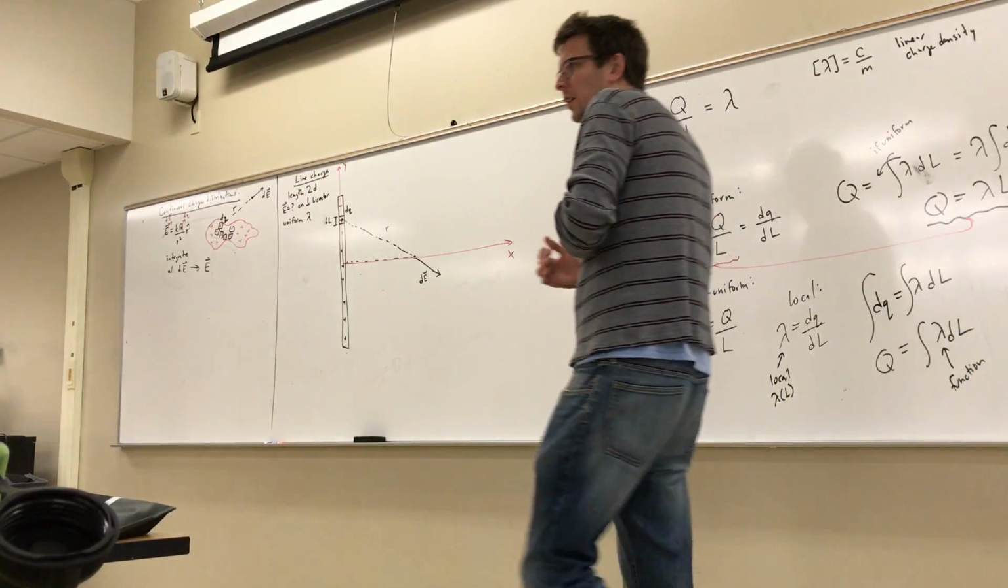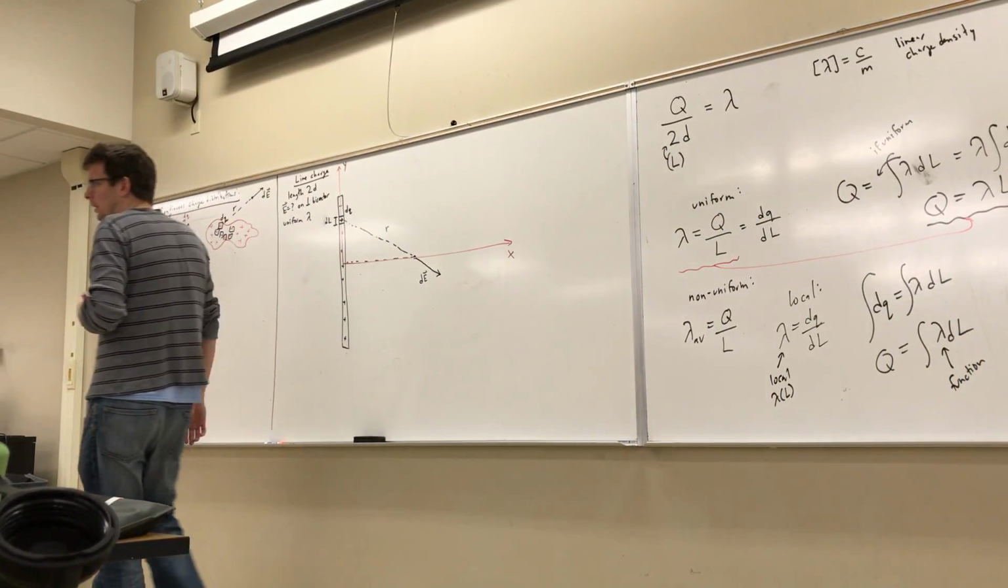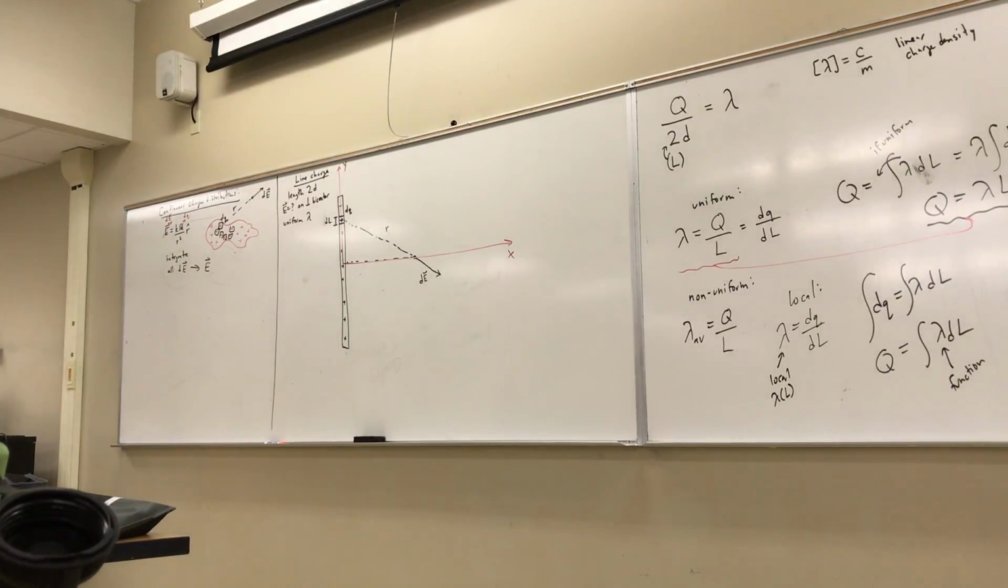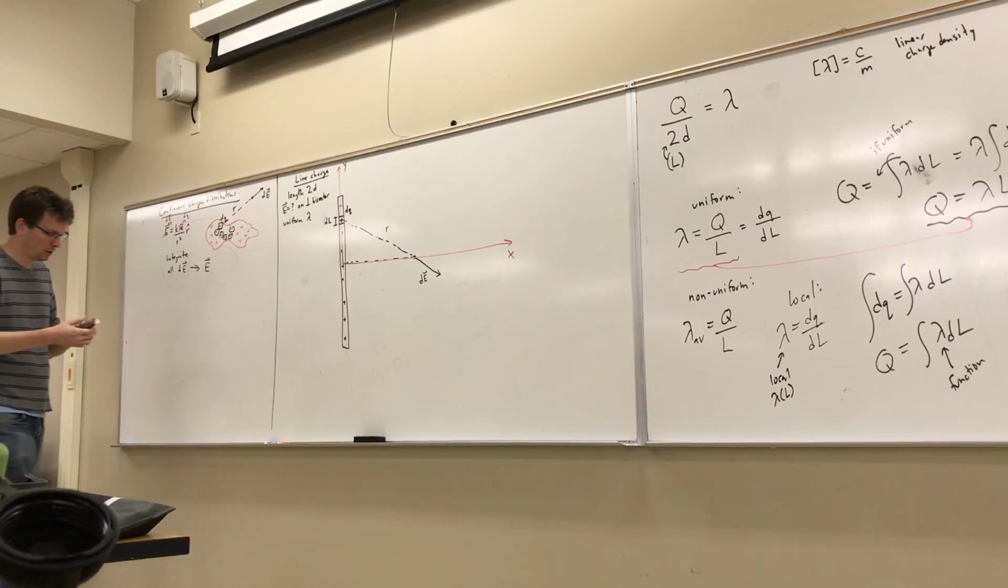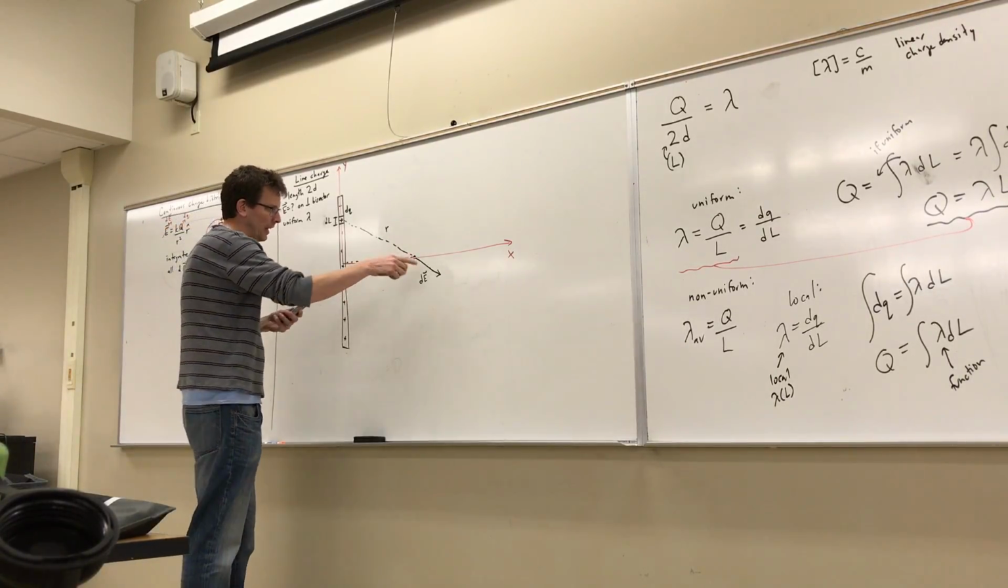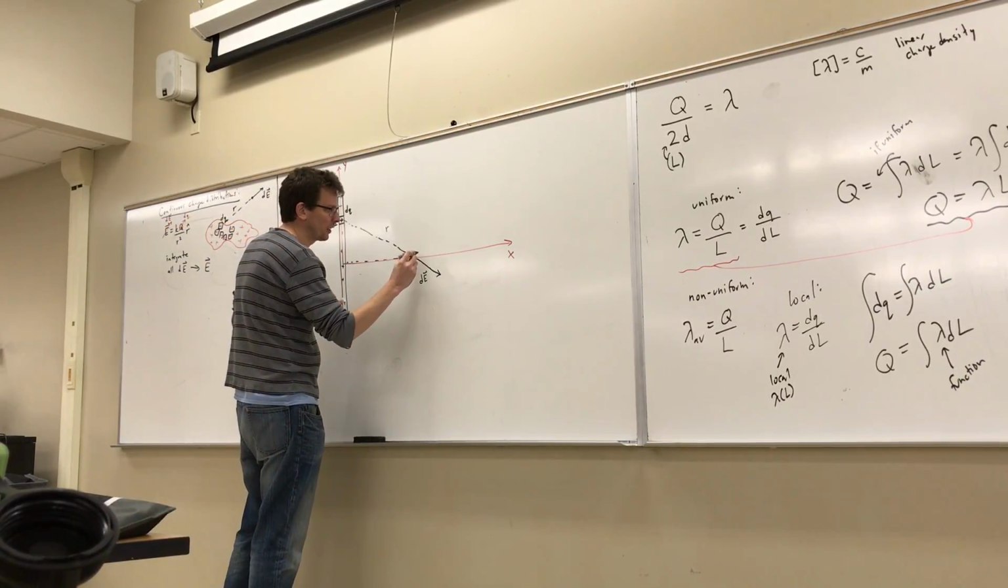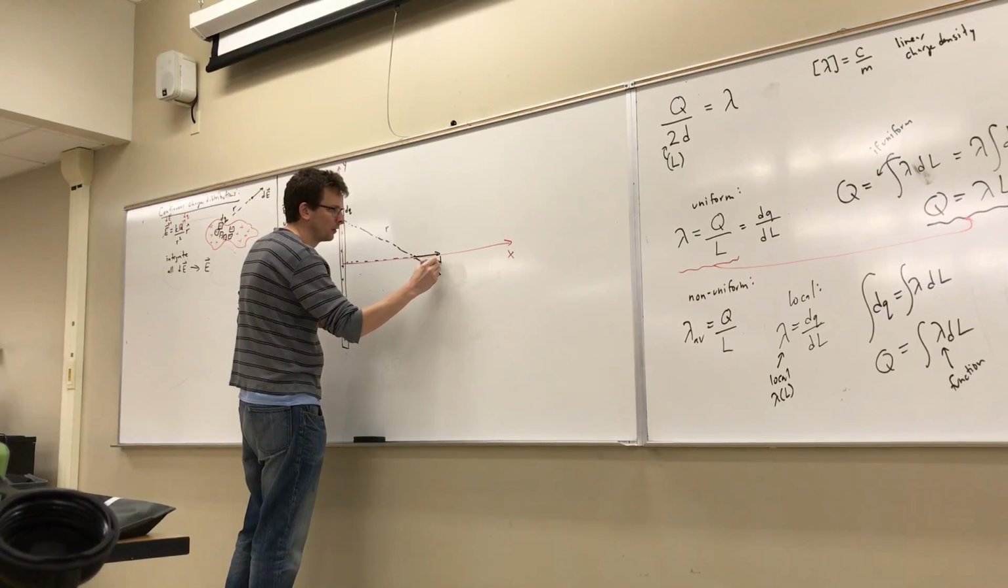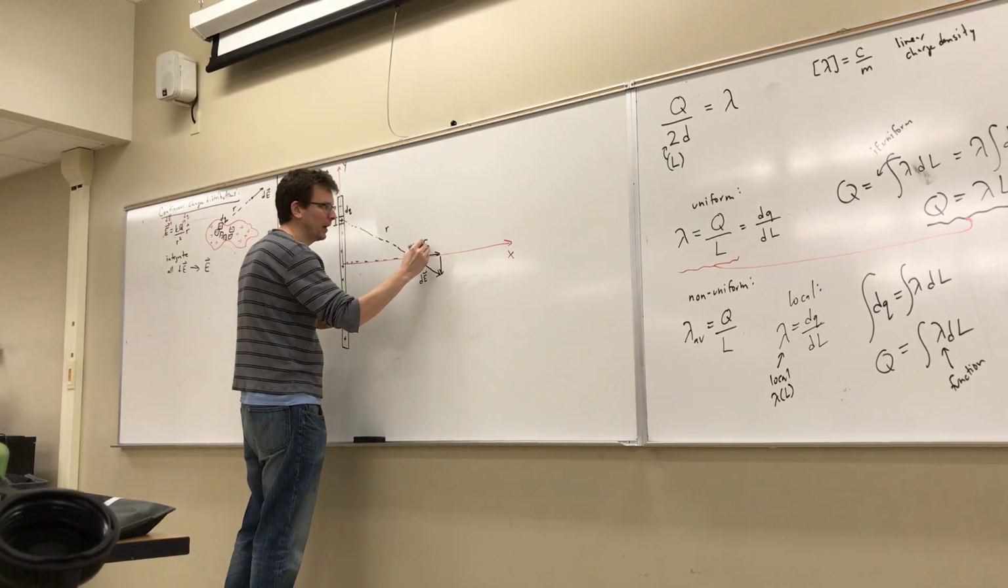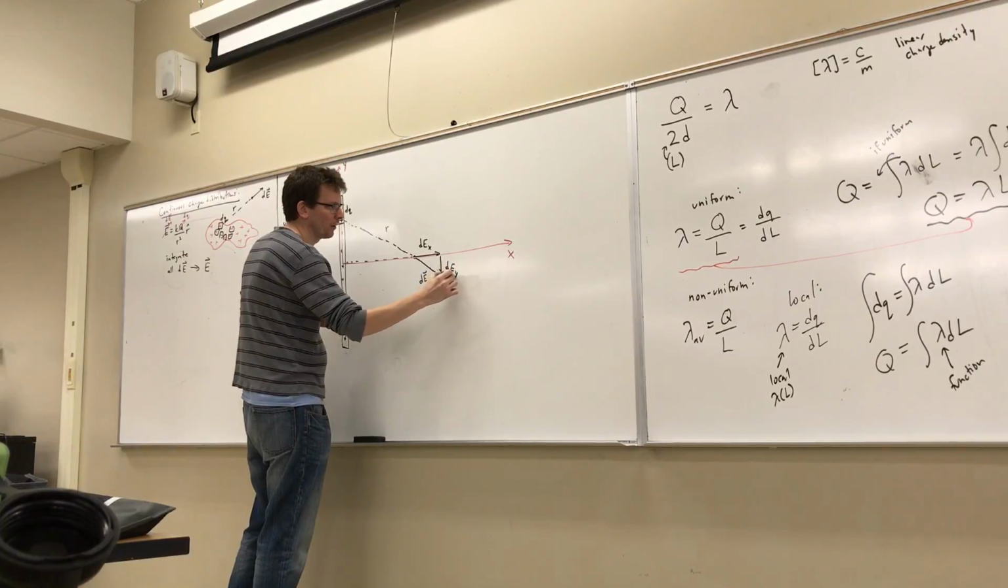And our whole goal here is to figure out how to express dE in such a way that then we can integrate across all the contributions from all the charges along the bar. So let's do it. First of all, this is diagonal, so I don't like that. I'm going to break it into components. Here's my dEx and dEy.